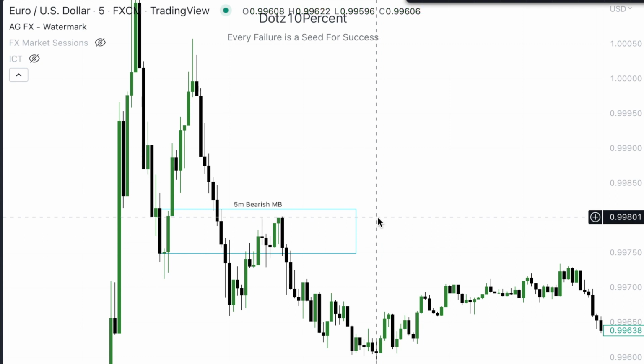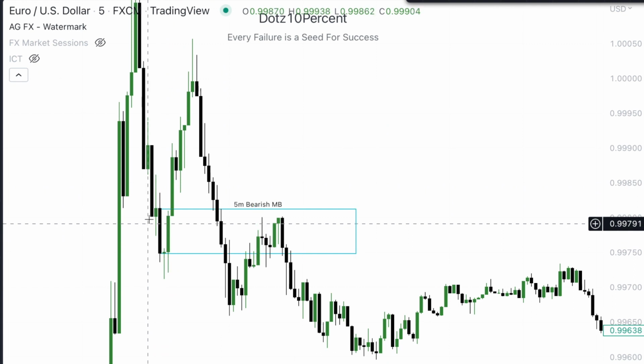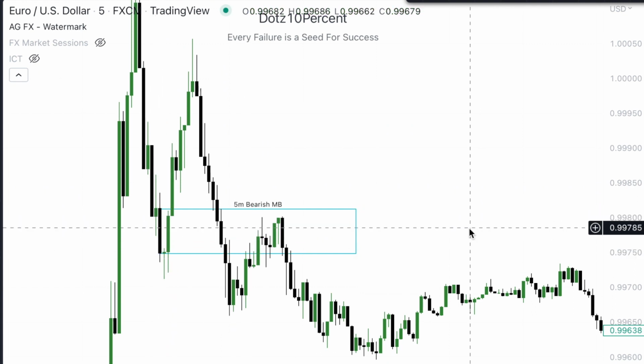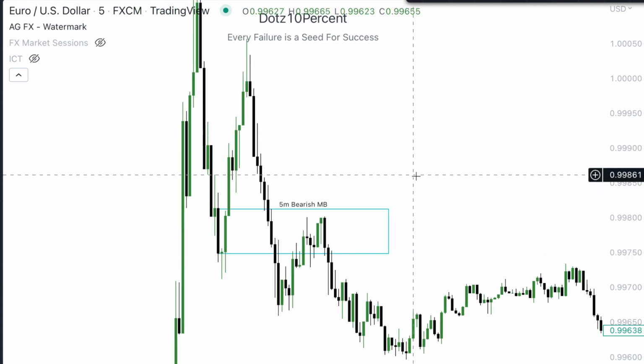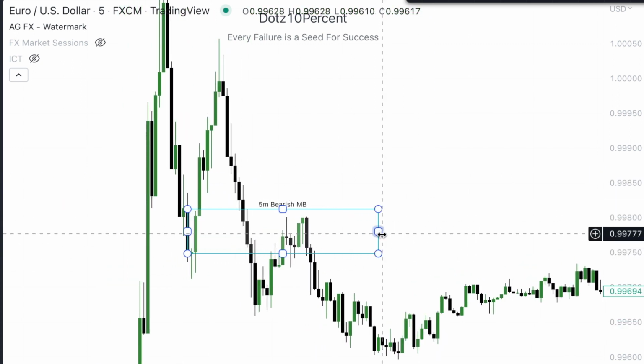And for those of you that didn't know what mitigation blocks were, now you'll be able to see, especially on the lower time frame, this is a very, very common occurrence. Price doesn't give you that deep OTE retrace. Sometimes it just taps into mitigation blocks and moves away.